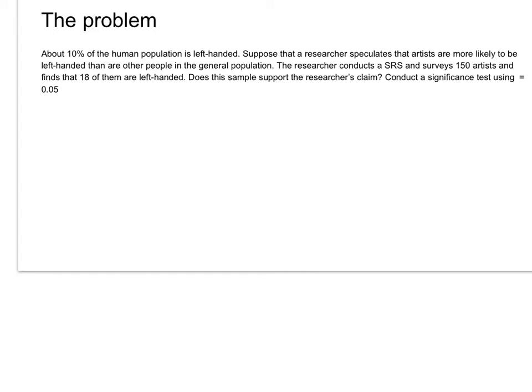Well, one thing we need to check on is some conditions. This is a simple random sample, so we have a random sample. That's good. The other issue that can happen is maybe your sample's not big enough. One of the stipulations you'll read in the book is, if I take my 0.1, which is what the general population is, and that's what we think is happening here, is 0.1 times 150 bigger than 10? Well, it certainly is. That's actually 15.